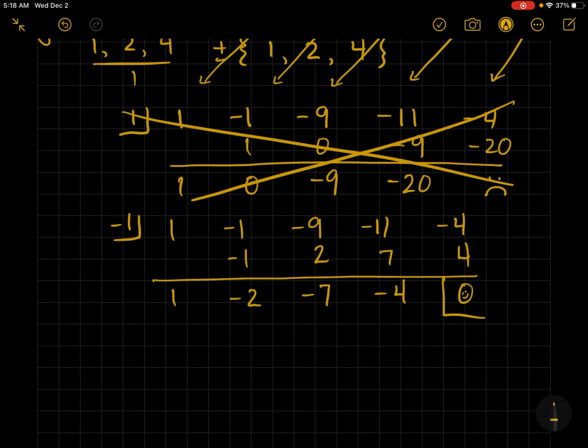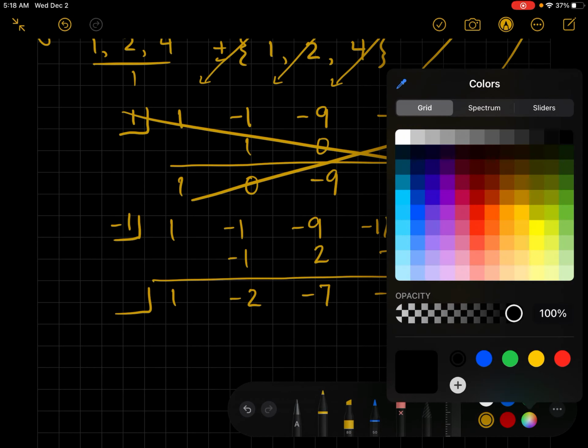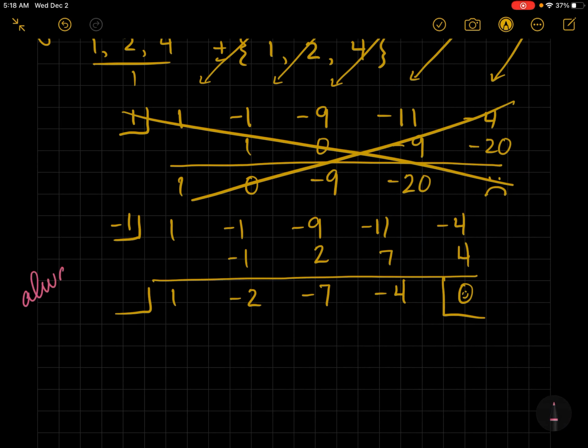But I still have 4 terms. So I want to keep going. Always, and this is big. As a matter of fact, let me make this another color. That's how important it is. Always try the same number again. If you get a 0, you want to try the same number again.